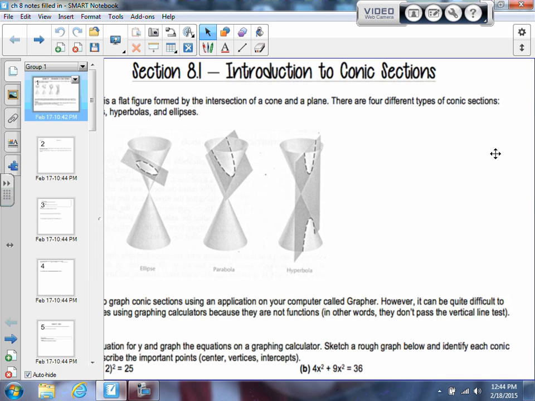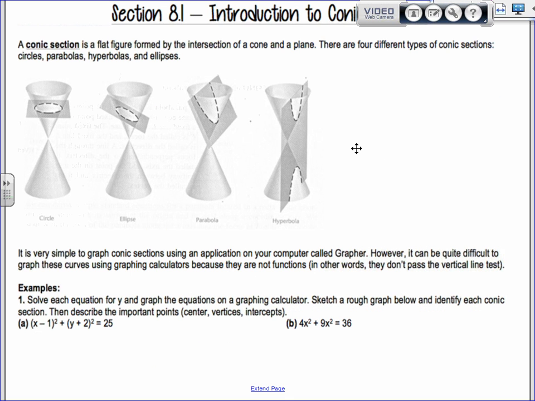If I take a sharp object, think like a guillotine, and I slice through really fast, I'm going to get different shapes. If I slice through this way, I get a circle. If I slice through at an angle, I get what's called an ellipse. Then I can have a parabola, and I can also have two of them if I do the double cone top to bottom, and that's going to be a hyperbola.